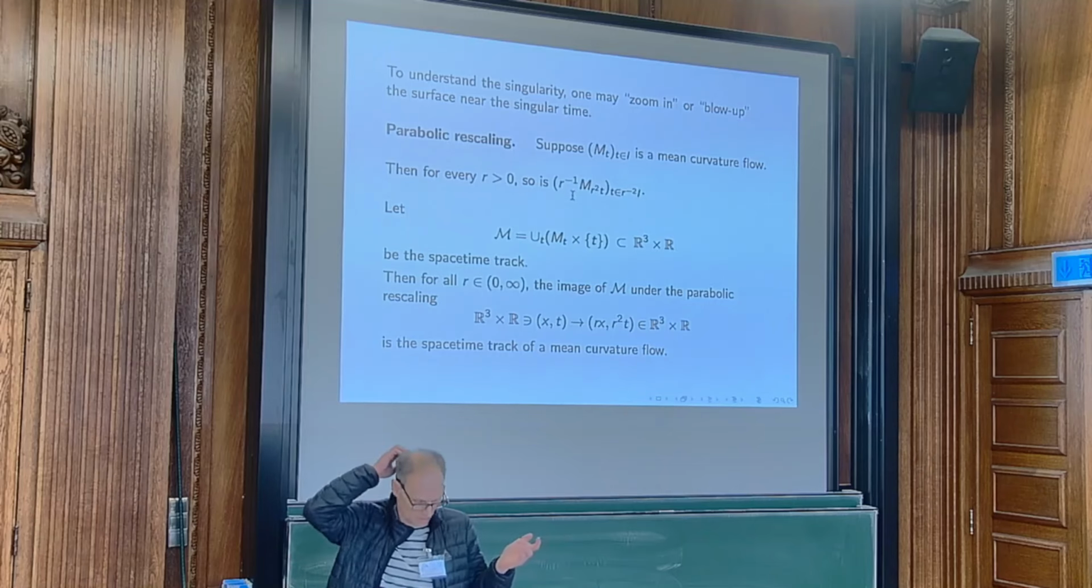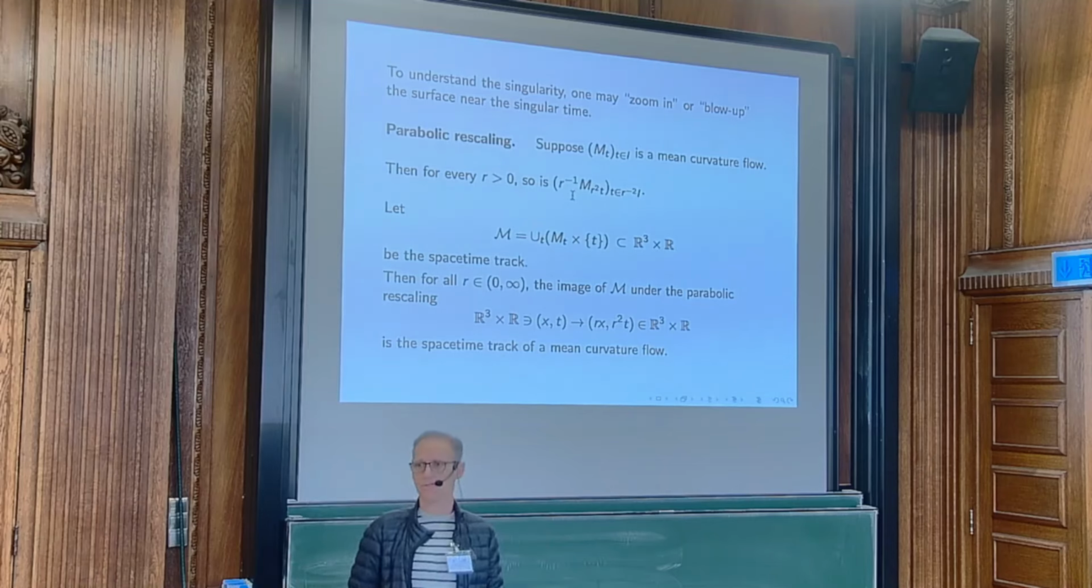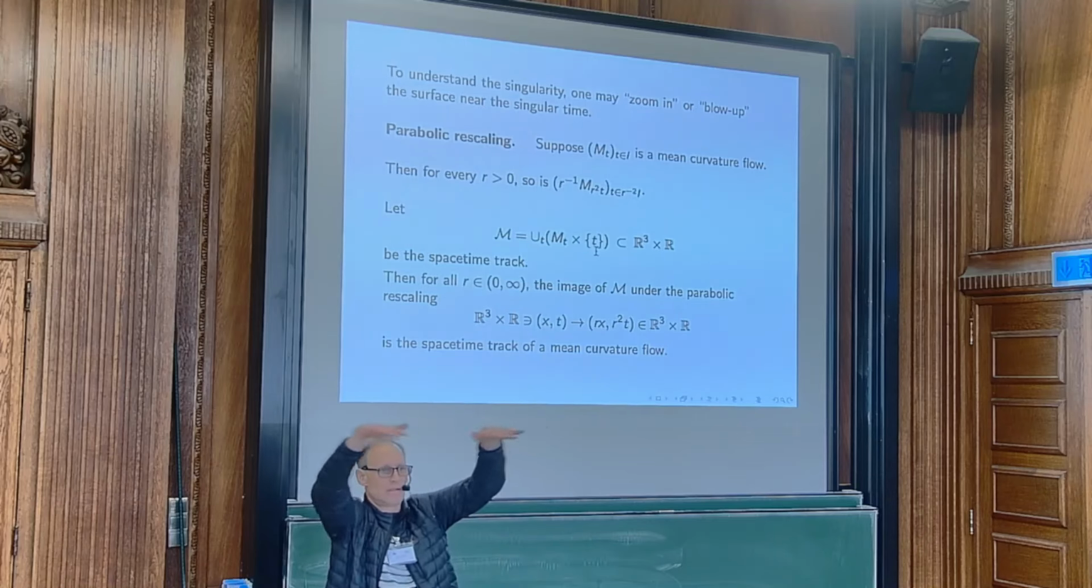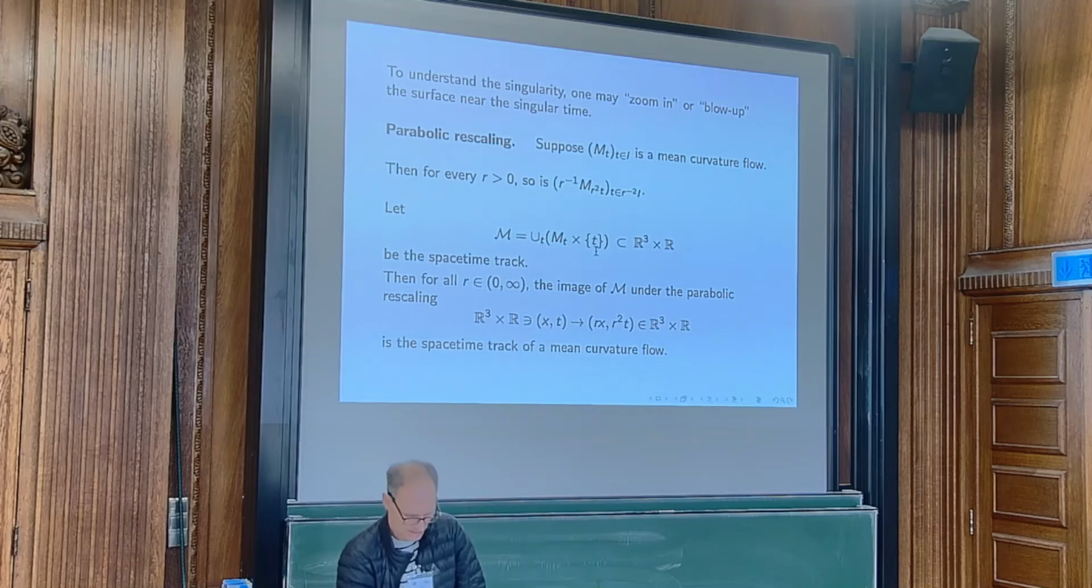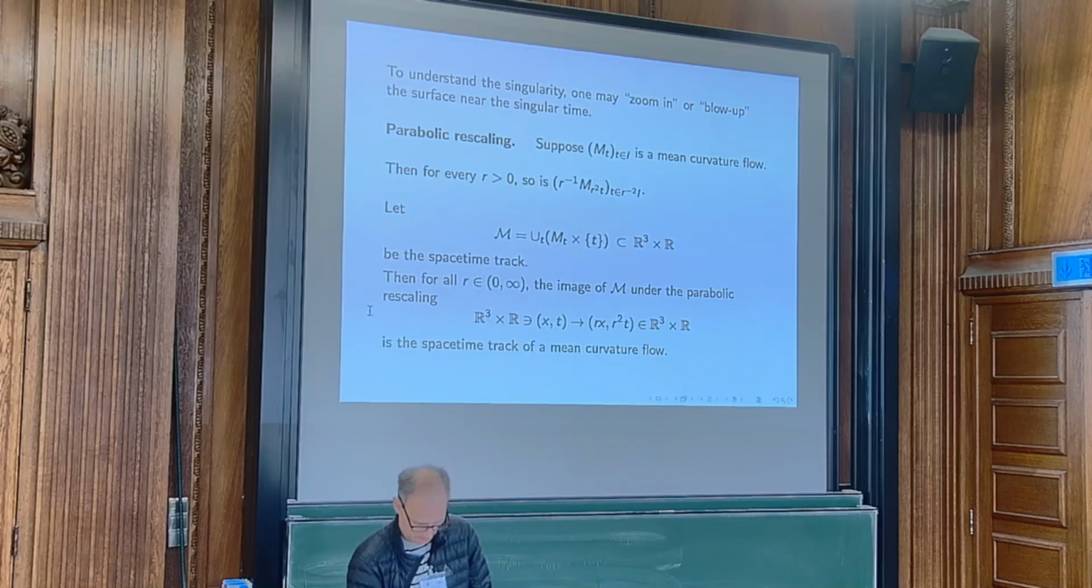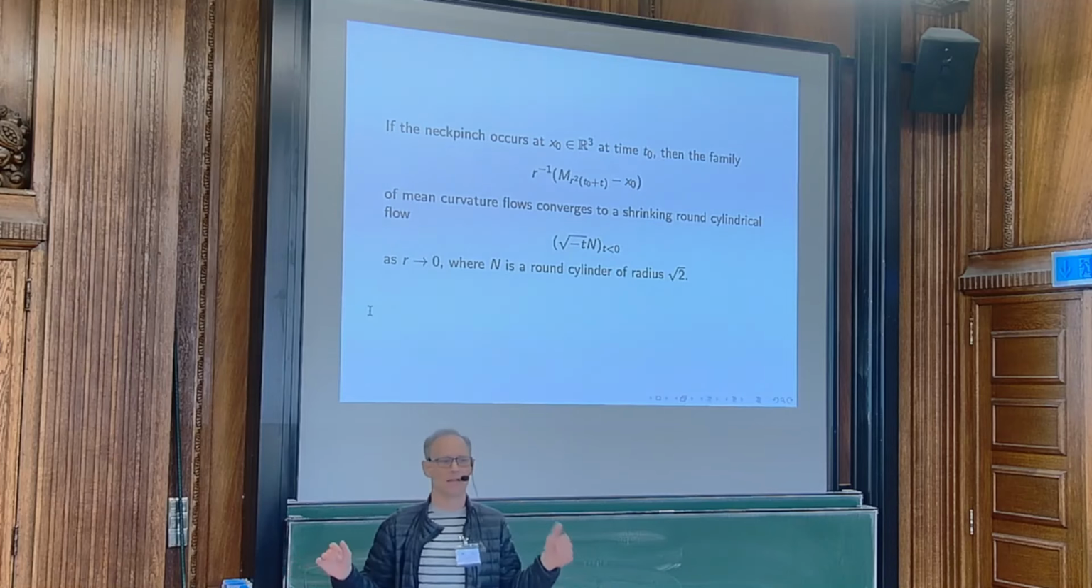Another way to think about this is in terms of the space-time picture. Let's look at the space-time track, which is just, for every t, you take the surface at time t, you cross it with the singleton t, so we're inserting it at height t in space-time. Take the union over t, that's the space-time track, and then the assertion is that for every r, if you look at the image of the space-time track under this parabolic rescaling, which maps (x, t) to (rx, r squared t), then you get the space-time track of another mean curvature flow. These are just two different ways of saying the same thing, but this is a useful point of view.